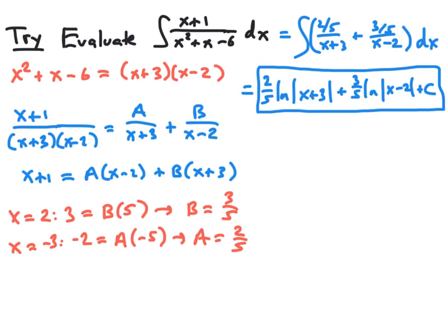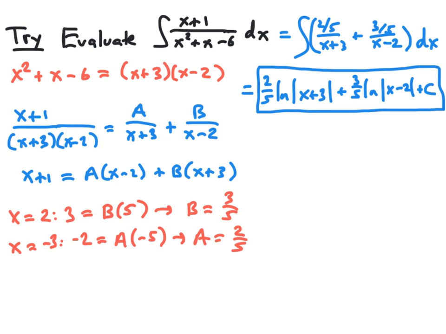We quickly note that the degree of the numerator is 1 and the degree of the denominator is 2, and so our numerator has smaller degree. We then factor our denominator as (x plus 3)(x minus 2), which consists of two non-repeated linear factors. So x plus 1 over (x plus 3)(x minus 2) will have a partial fraction decomposition of the form a over x plus 3 plus b over x minus 2.